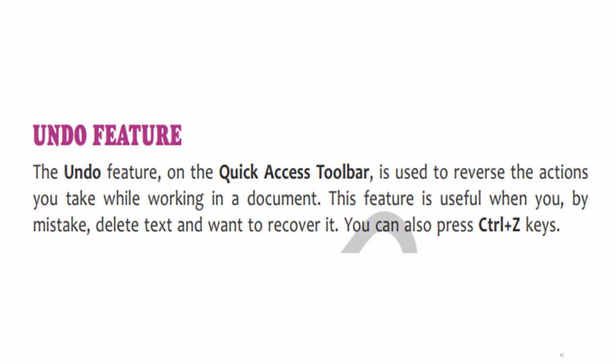Children, next we have the undo feature. You are already familiar with this feature. In your previous classes, when you were doing MS Paint, and if by mistake you had drawn something wrong, then you used the Ctrl plus Z key. That means you were using the undo feature. In MS Word also we can use this feature by pressing the Ctrl plus Z key, or by the button available on the quick access toolbar. So by both these ways we can undo our last action which we have done by mistake.